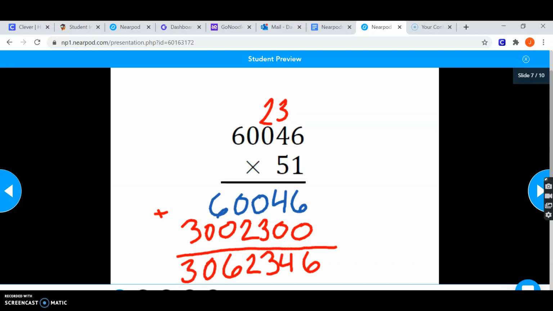So then we count in 3 digits, add our comma, 3 more digits, add our comma, and that is our final answer.